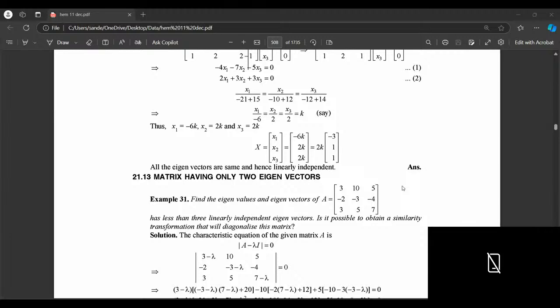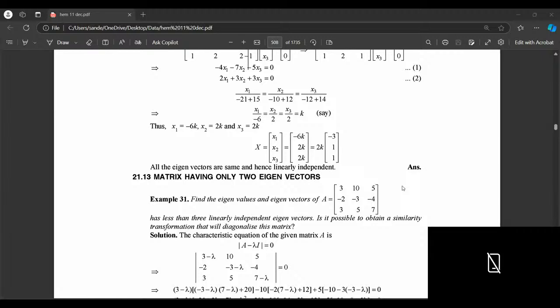Then we have orthogonal vectors. We have seen how to write the orthogonal vectors and how to check them. Suppose x1 and x2 are two vectors. You take x1 transpose x2 equal to 0, or x2 transpose x1 equal to 0. If the product is 0, we can say the two vectors are orthogonal.